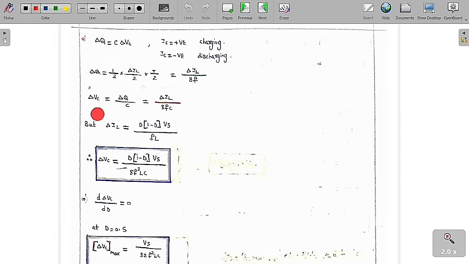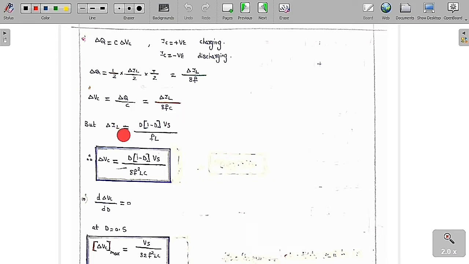So delta Vc is equal to delta Q by C. The amount of change in capacitor voltage, or the output voltage, is the change in charge by C. So you get delta IL by 8FC. This much change in capacitor voltage or output voltage you are going to get, which is delta Vc equal to delta Q by C equal to delta IL by 8 into FC.